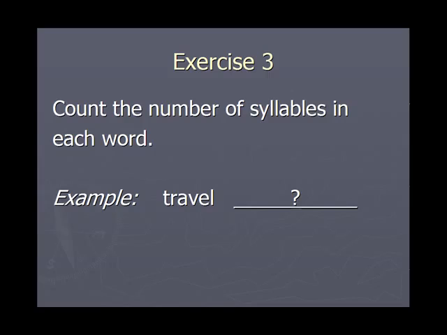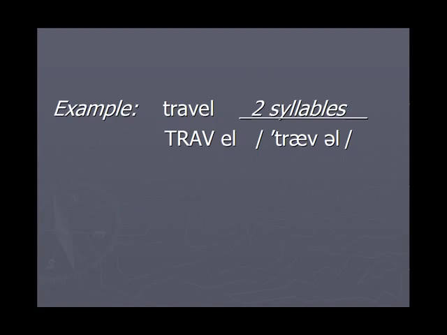Exercise 3. Count the number of syllables in each word. Here's an example. Look at the word and say it out loud. The word is travel. How many syllables? Two. Travel. There are two vowel sounds in this word. Travel. In phonetic transcriptions, A, E. Travel. Two vowel sounds, two syllables.